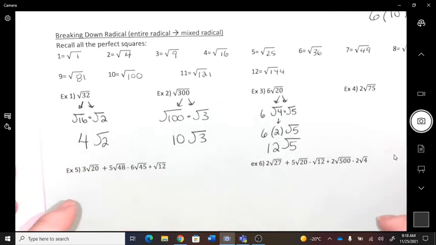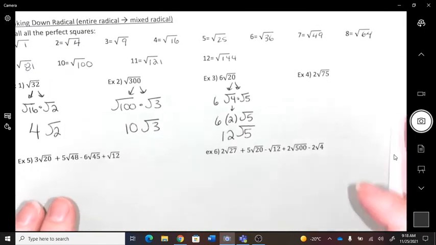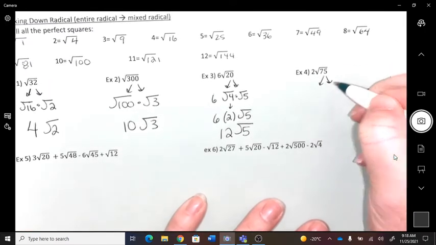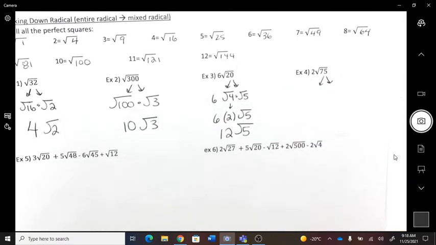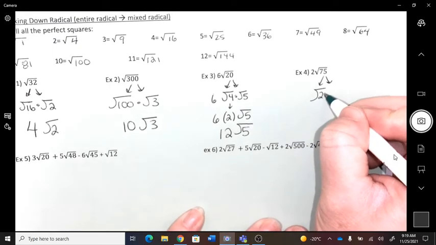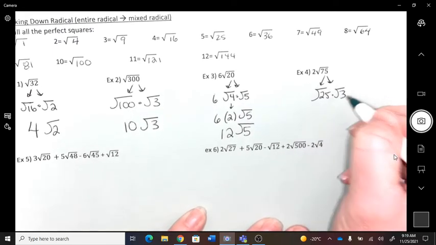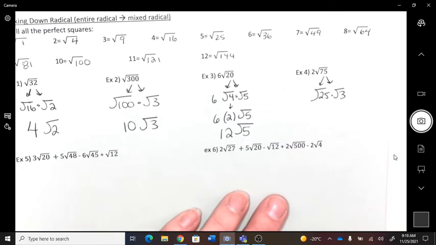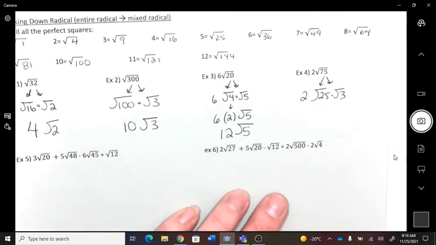Okay, so we'll try one more like that. Root 75. So you have to look through your magic numbers. 75 is divisible by 25, right? 25 times 3. That's root 75. Okay, whole number 2 needs to come along.